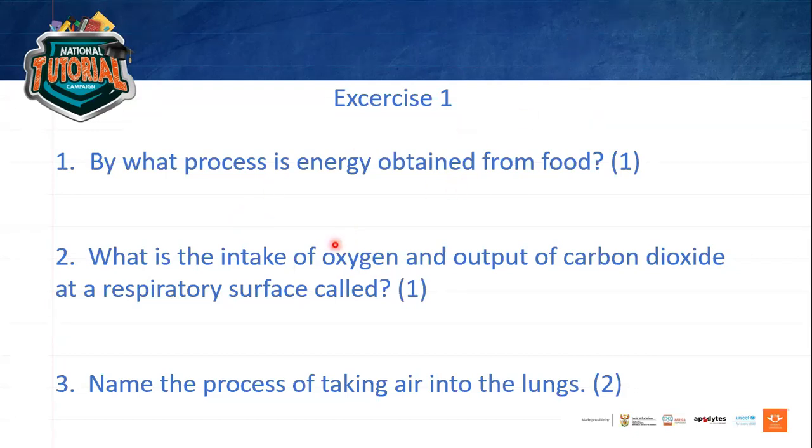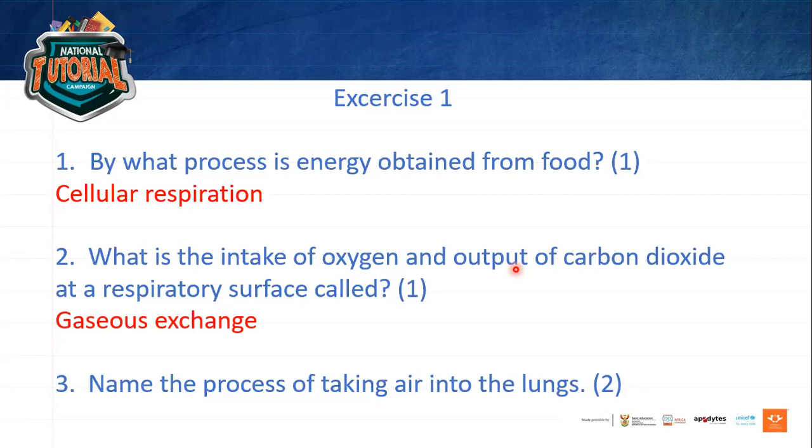The process that energy is obtained from food is cellular respiration. I've just explained that. Byproducts of cellular respiration are carbon dioxide, water, and energy. This energy is in the form of ATP. What is the intake of oxygen and output of carbon dioxide at a respiratory surface called? I hope you're taking notes. Gaseous exchange. These are the terminologies I've just summed up for you. Gaseous exchange is the process whereby there's an intake of oxygen and an output of carbon dioxide.